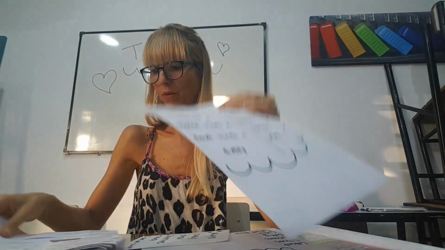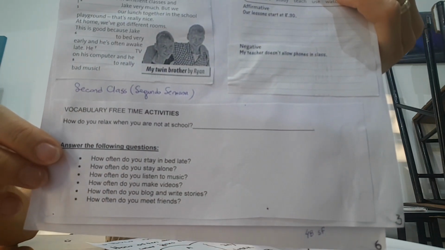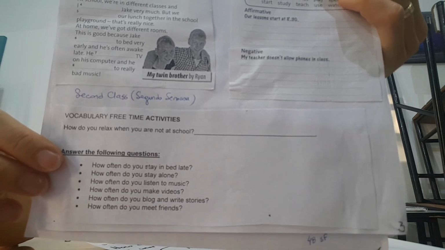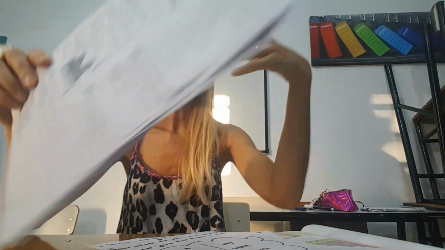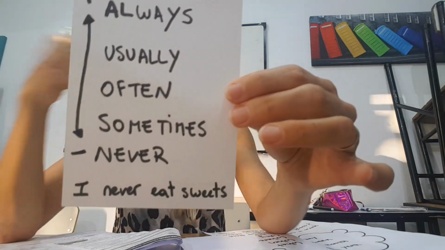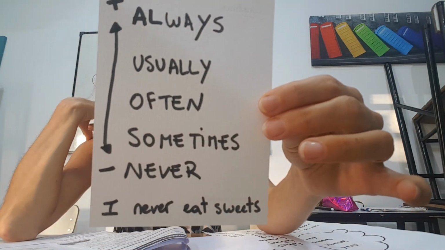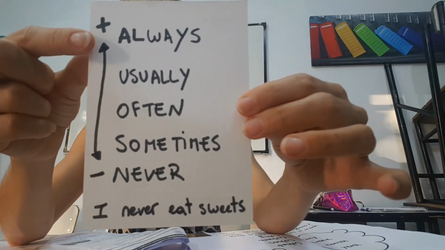So for example, when we ask you, how often do you stay in bed late? You can say, I stay in bed late twice a week. Twice a week, 2 veces por semana. Imaginen que lo hacen los fines de semana. You can also use, not to be so specific, the adverbs of frequency. También puede contestar usando los adverbs of frequency para no ser tan específicos. Entonces, acá tenemos desde el de mayor frecuencia al de menor frecuencia.